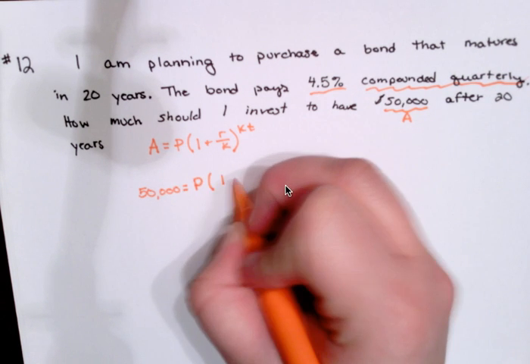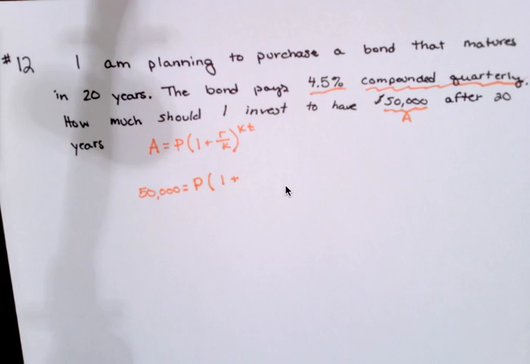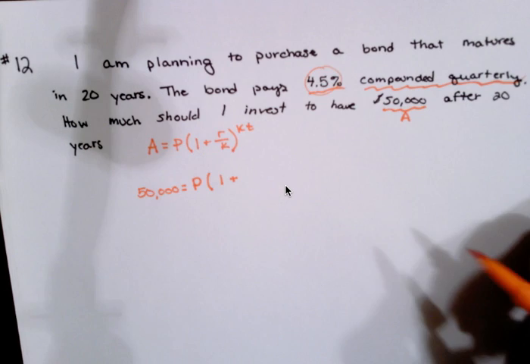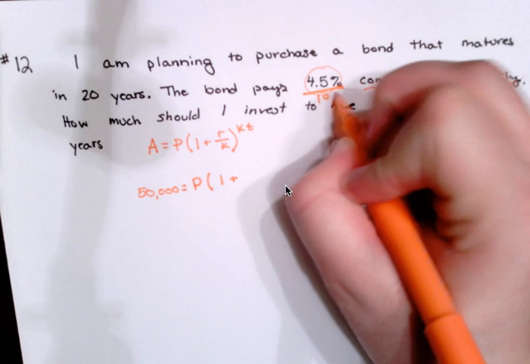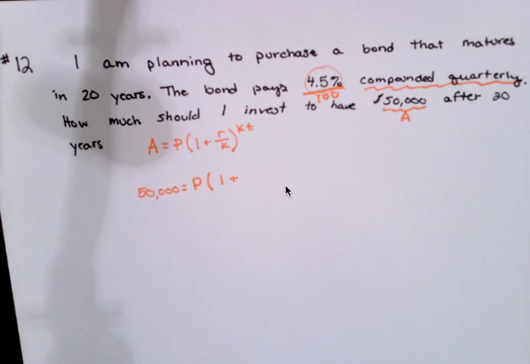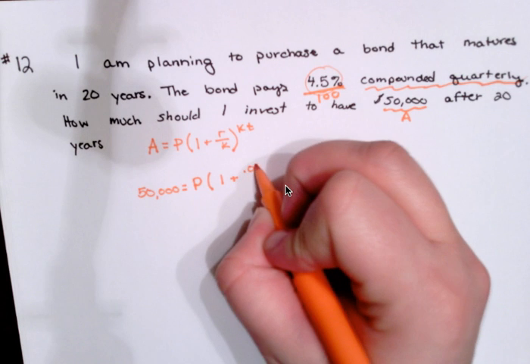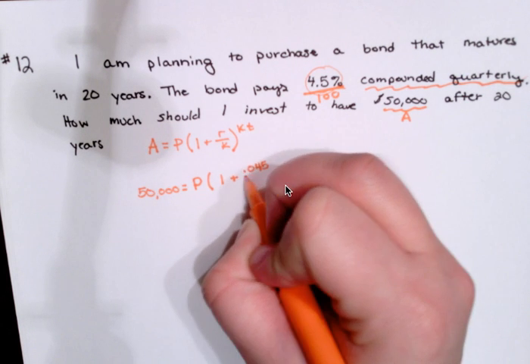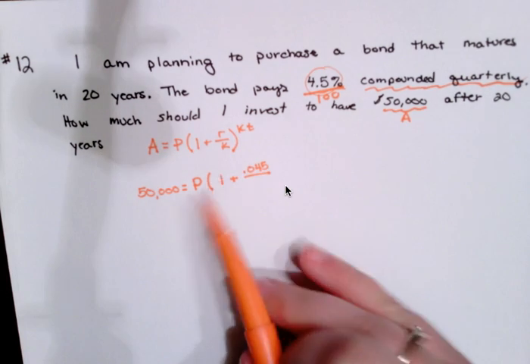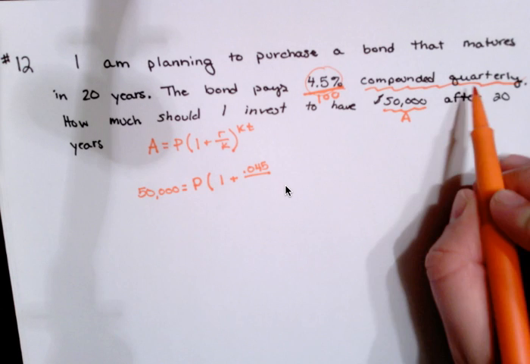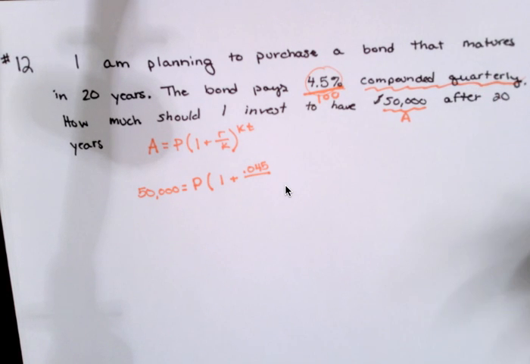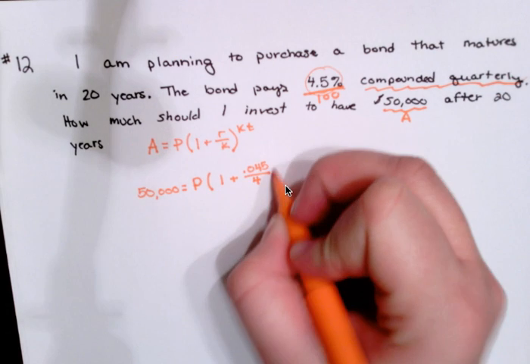And I have my 1 plus R stands for my interest rate as a decimal. So my interest rate is 4.5. Remember, to convert this to a decimal, you can divide by 100 because it's that percent out of 100. So it'll be 0.045 divided by K. Well, K stands for how many times a year your interest is being added. So it says compounded quarterly. Well, quarterly means 4 times a year, so it'll be divided by 4.